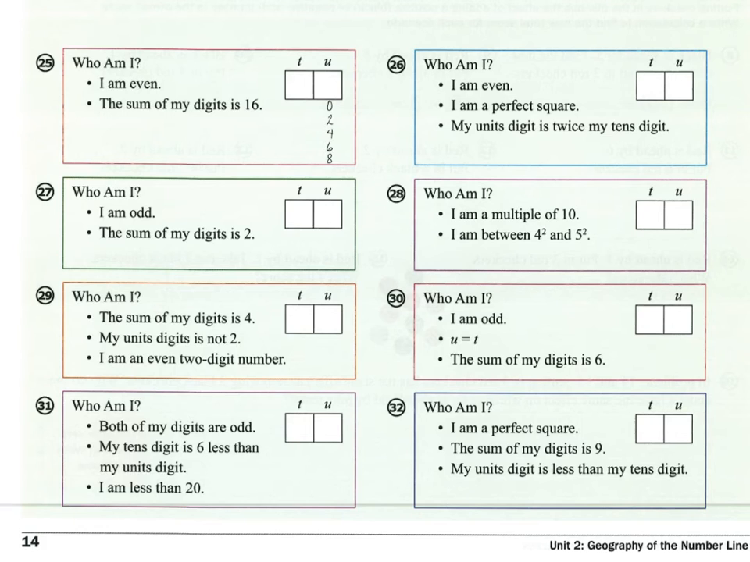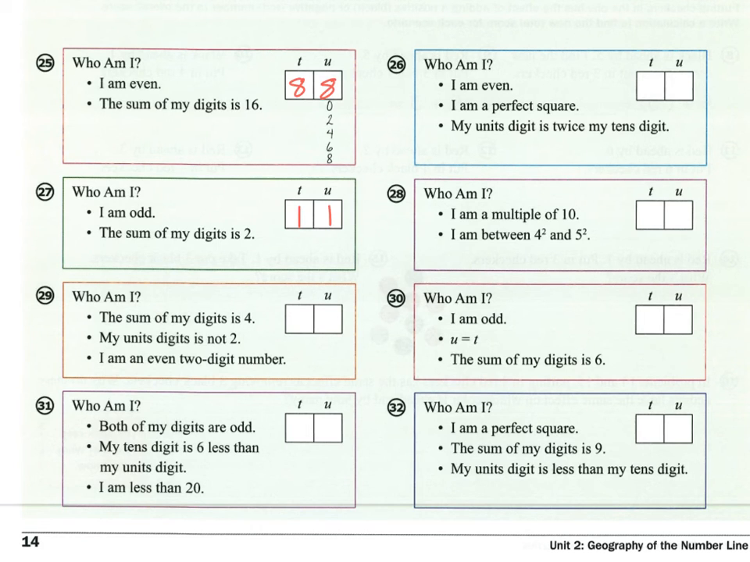Here we're starting to introduce you to who am I puzzles, and this really gets you thinking about numbers in different ways, in the way of solving puzzles about them. The first one tells you that I am even, so the units digit, or the ones digit, has to be 0, 2, 4, 6, or 8. And the sum of my digits is 16. This can only be a 2-digit number, and it can be some trial and error, but as you figure this out, we would end up with 88 being the number where the sum of the digits when you add them together is 16 and it's even.